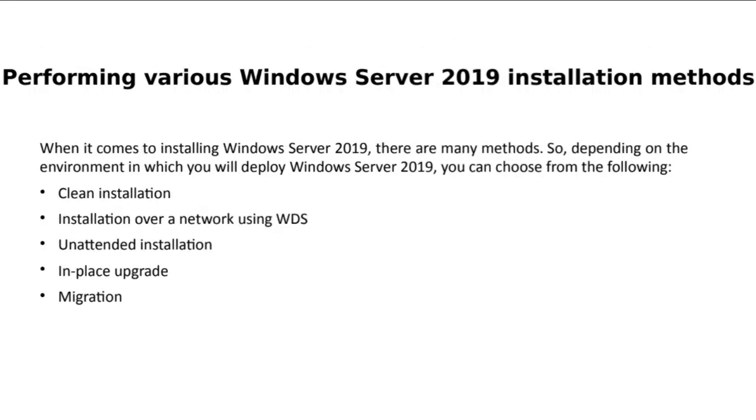We have different types of Windows Server installation. We can do a fresh installation or clean install. Okay, so I have a brand new computer, or I have a formatted computer, and then I will do a clean install. We call this clean install or bare metal. Okay, or we can do installation over a network, as I just mentioned now, using WDS utility. We can also do unattended installation, meaning that I can start the installation and leave it. It will do everything.